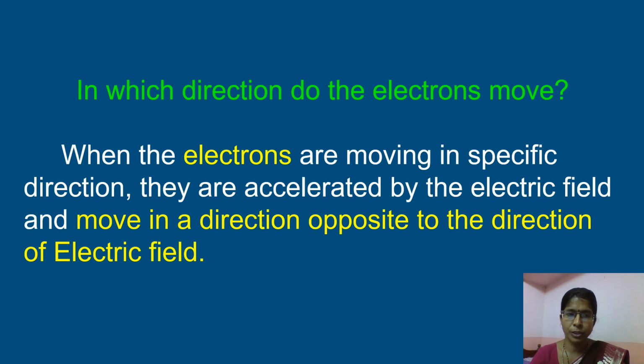This moves us to another question: in which direction do the electrons move? We know that electrons move in one direction, towards the positive terminal of the battery. And you should also know the direction of electrons in the electric field. To understand this, imagine a simple electric circuit. In an electric circuit, electrons start moving towards the positive terminal. When the electrons are moving in a specific direction, they are accelerated by the electric field and move in a direction opposite to the direction of the electric field. Let's see what it is with the next.